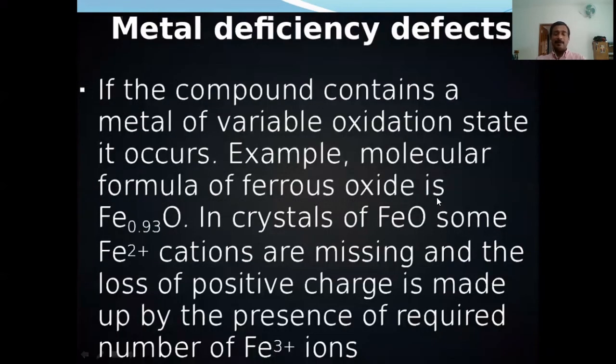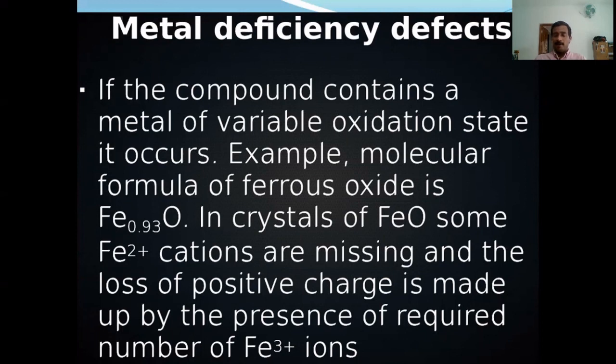Now, metal deficiency defect. It arises only if the positive ion has variable oxidation state or variable valency. An example: the molecular formula of ferrous oxide. That is not FeO. The exact formula is Fe0.93O. If the stoichiometry is correct, 1:1 stoichiometry, then only we can write it as FeO. But here you can see Fe0.93O. What is the reason? In crystals of FeO, some Fe2+ cations are missing, and the loss of positive charge is made up by the presence of the required number of Fe3+ ions.